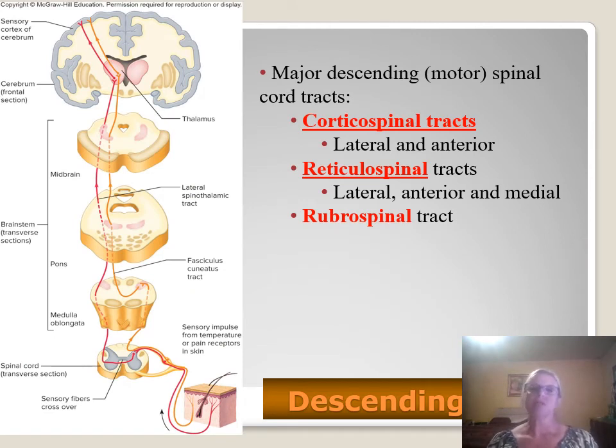So we have descending tracts or pathways and ascending tracts or pathways, all right? And this is a pathway that carries information. We have corticospinal tracts that carry instructions that control voluntary movements. And then the reticulospinal tracts control muscle tone and activity of sweat glands. And then we have the rubrospinal tract, and that coordinates muscle actions. So knowing where these are and what they do really helps with diagnosing problems.